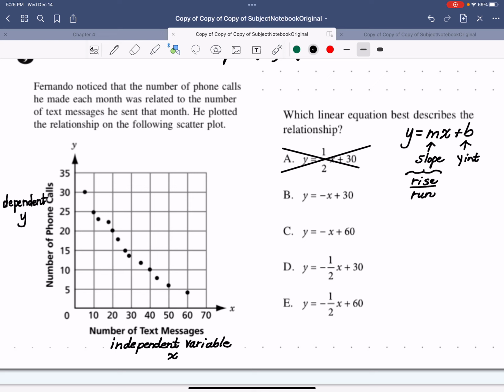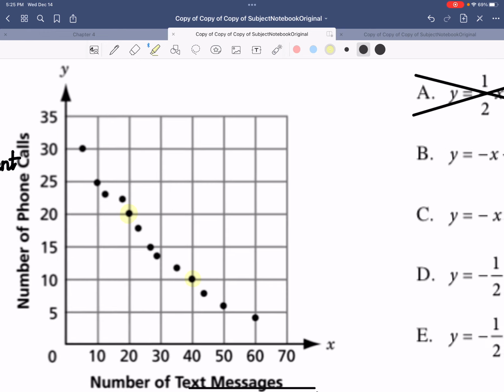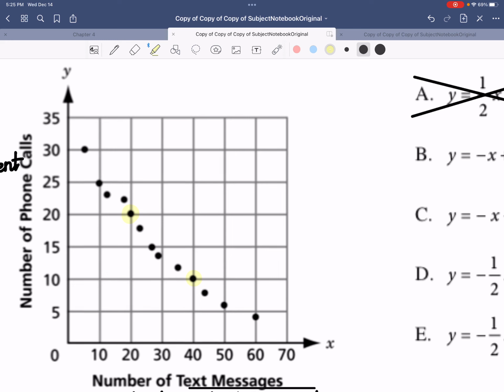So let's pick a point that is very clearly defined. And I see one right here. And I'll show you what I mean by clearly defined. You see how those points are on those intersections of lines. I don't want to get a point where I have to estimate. I want it to be right on the crosshairs of lines. So this one is at (20, 20). And this one is at (40, 10).